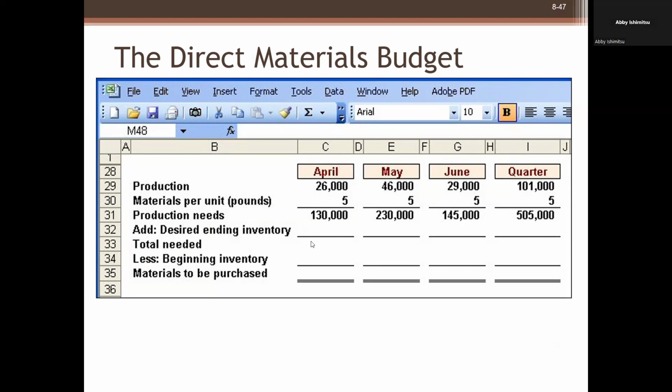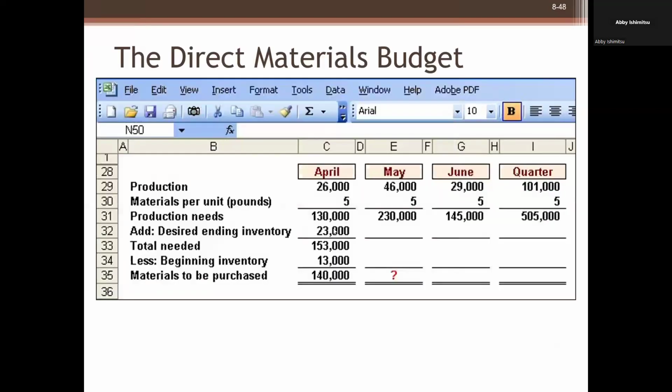And then desired ending inventory, our prompt says, needs to be 10% of the following month's production. So that's 230,000, 10% is going to be 23,000. And then beginning inventory, I think they gave that to us. Let's just check the prompt. Yes, that was given to us. Okay, so materials to be purchased, 140,000.